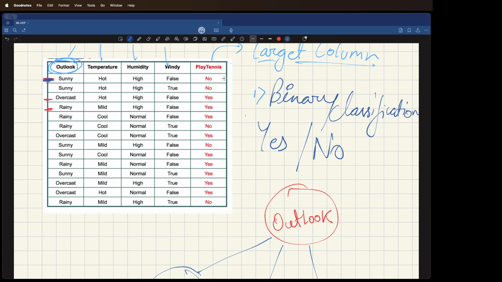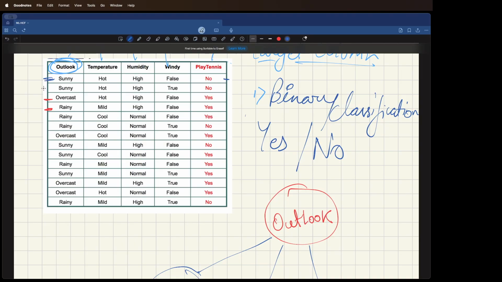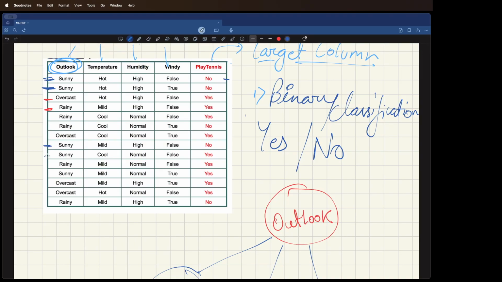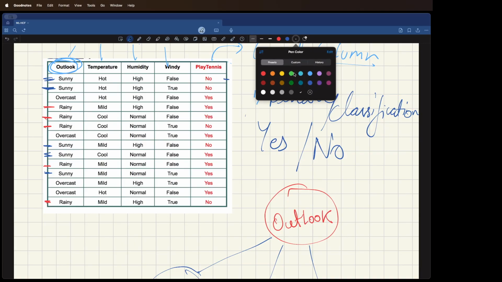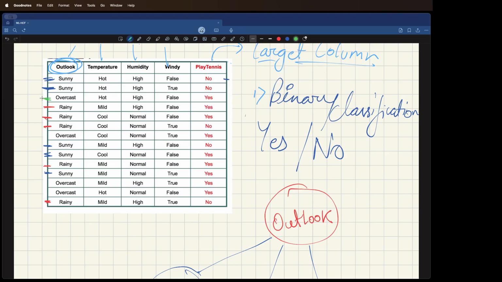If you try to count how many times this condition went true, like when it was sunny and he went to play tennis, no. So we will count first no, and if the condition is sunny, for all the sunny I am using this blue pen. Okay, blue. For the eraser part, I'll remove this overcast. I'll take some other color, red for the rainy, and one more color, green, for overcast.